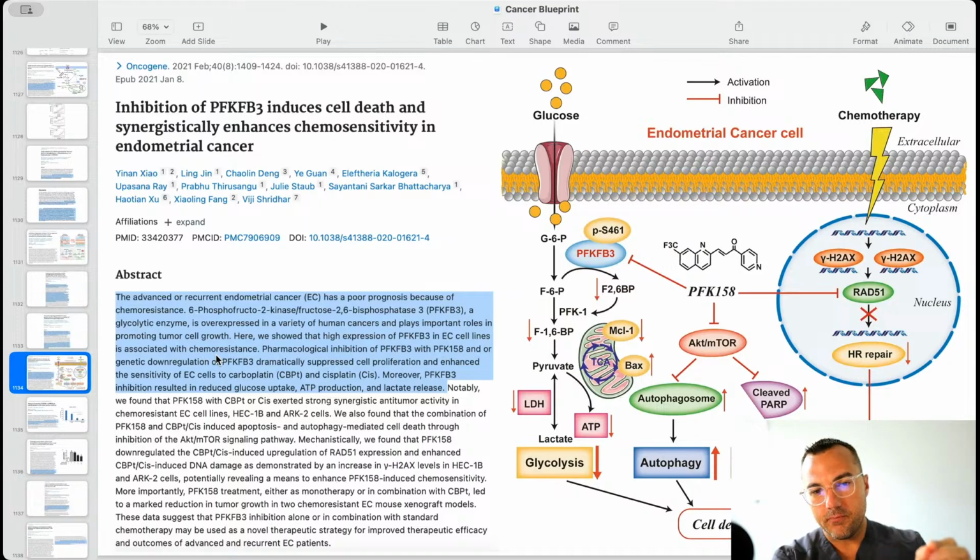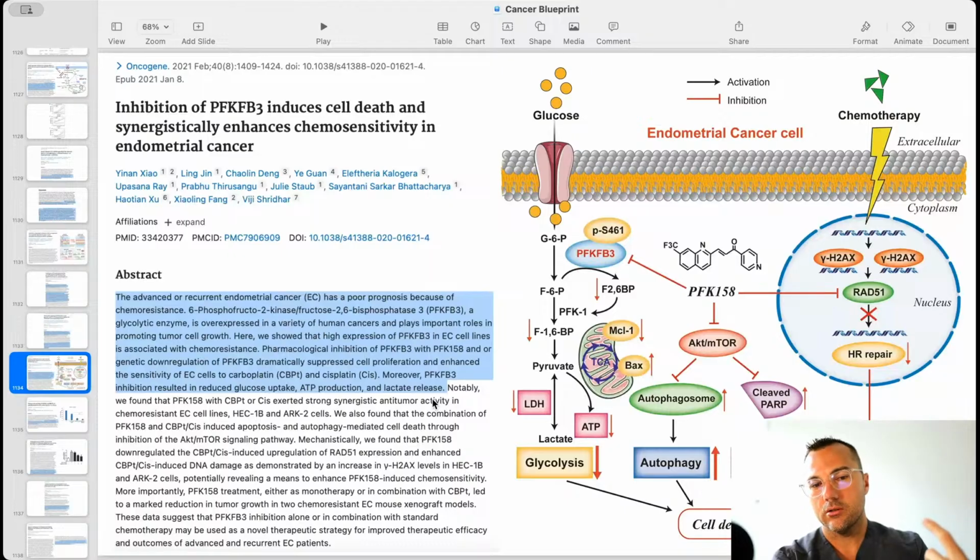Pharmacological inhibition of PFKFB3 with PFK158 or genetic downregulation of PFKFB3 dramatically suppressed cancer proliferation and enhanced the sensitivity of endometrial cancer cells to carboplatin and cisplatin. Moreover, PFKFB3 inhibition resulted in reduced glucose uptake, ATP production, and lactate release.